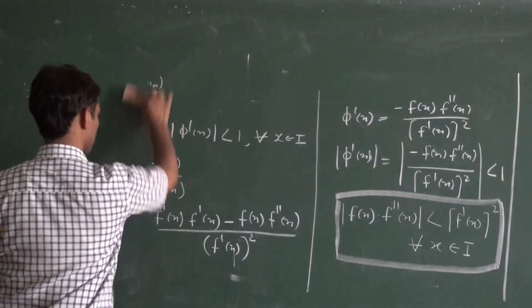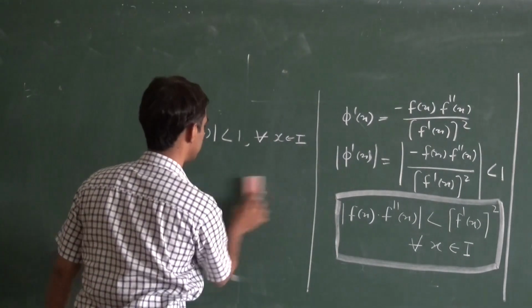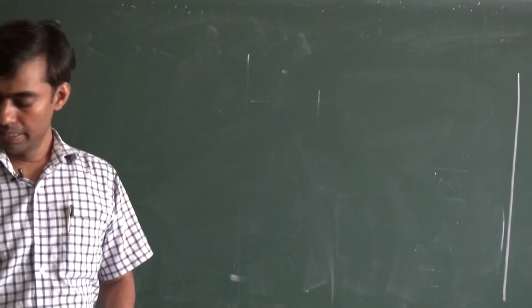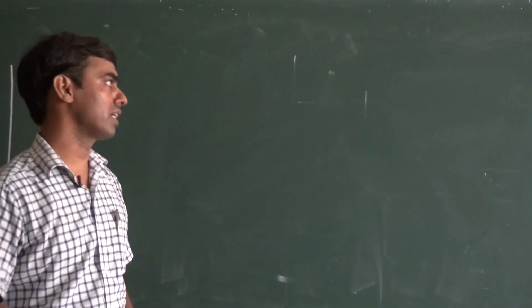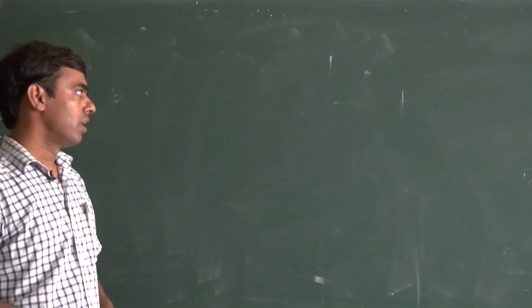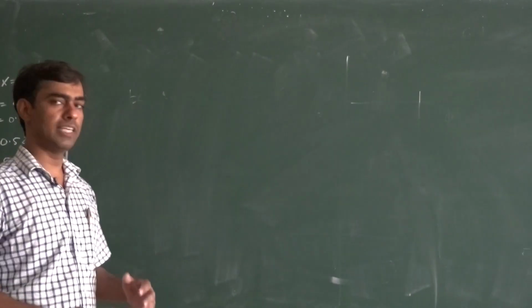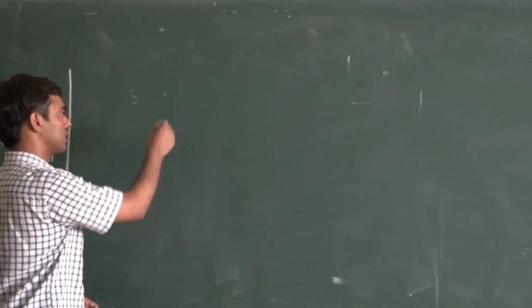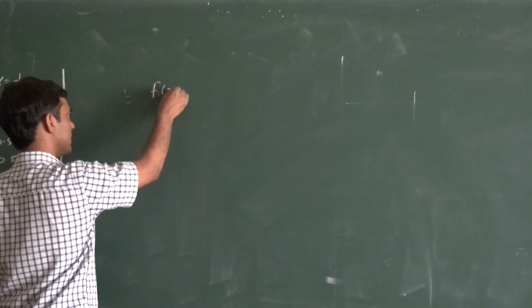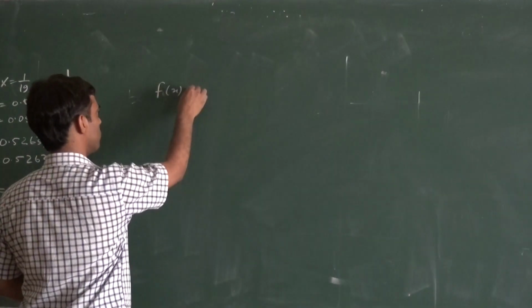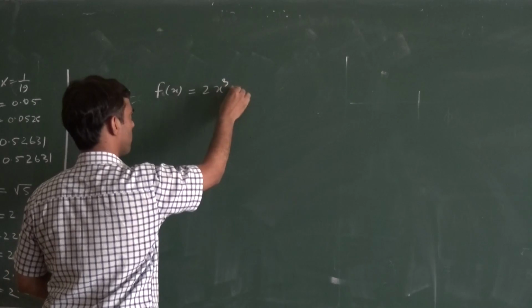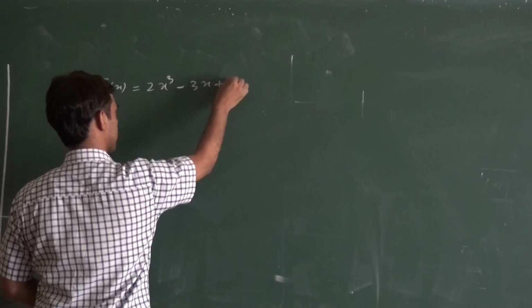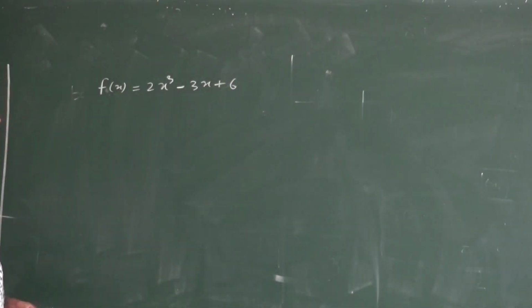Now we try to solve some numerical examples based on the Newton-Raphson method. So first we solve an algebraic equation with the help of the Newton-Raphson method, and we try to solve many more problems based on it. So first we consider, suppose f x equals 2x cube minus 3x plus 6.